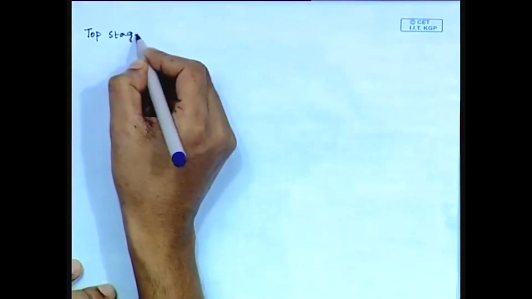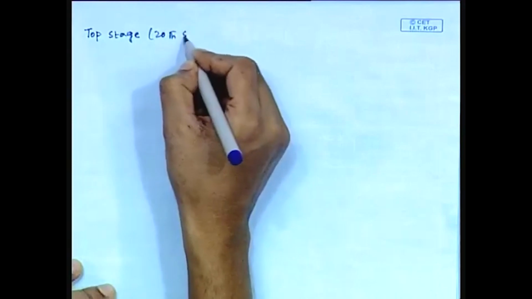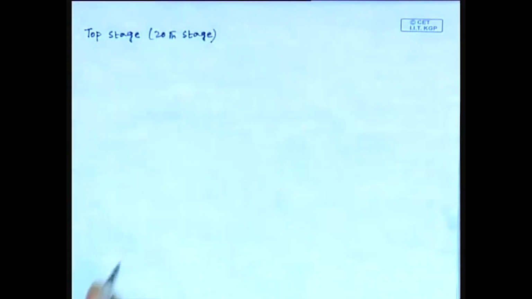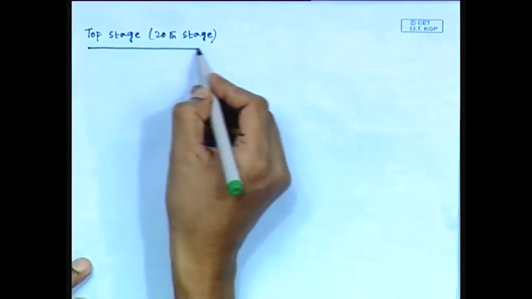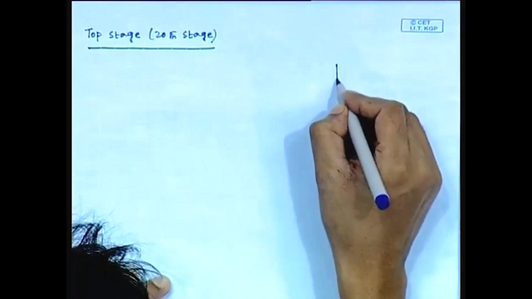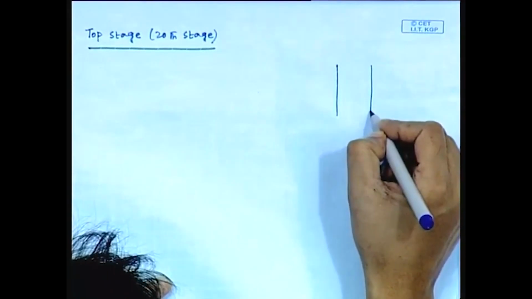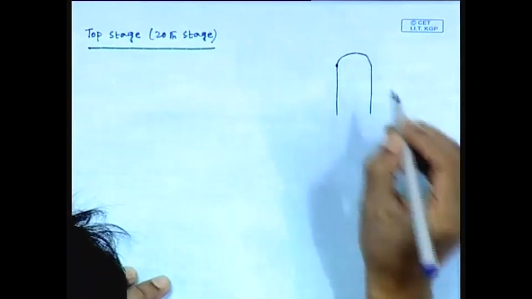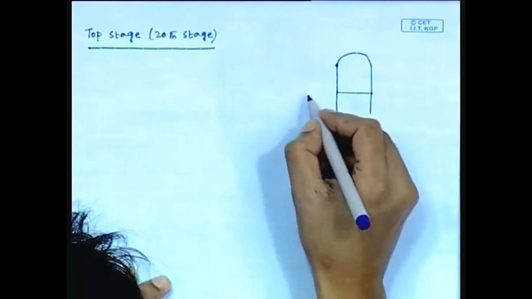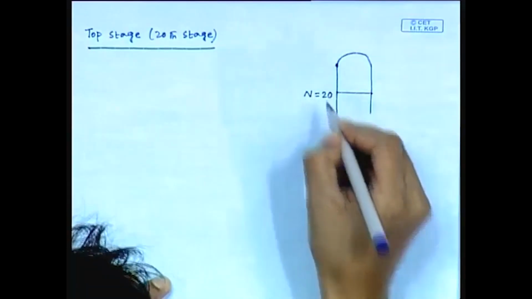Now, next we will consider the second envelope, that is the top stage, the 20th stage. First we have to make the schematic for this. So, this is the top section of the column and this is the 20th stage. So, n equals 20.